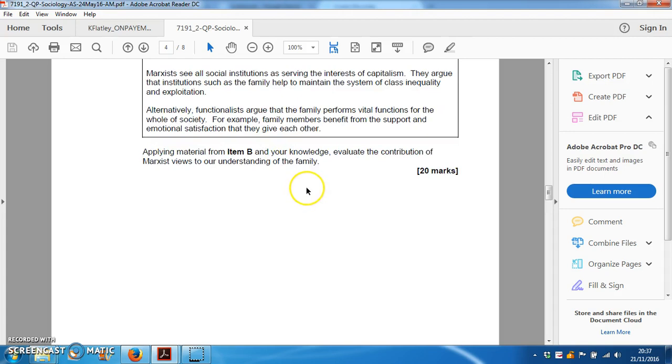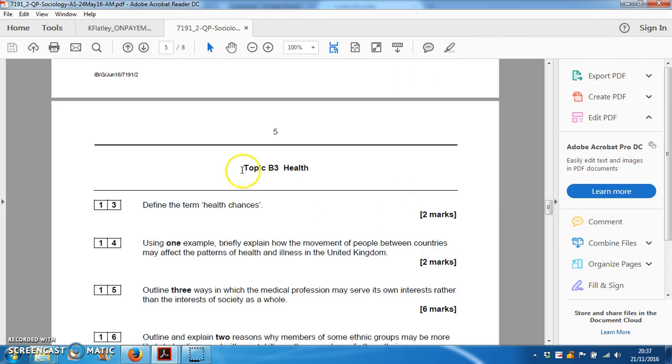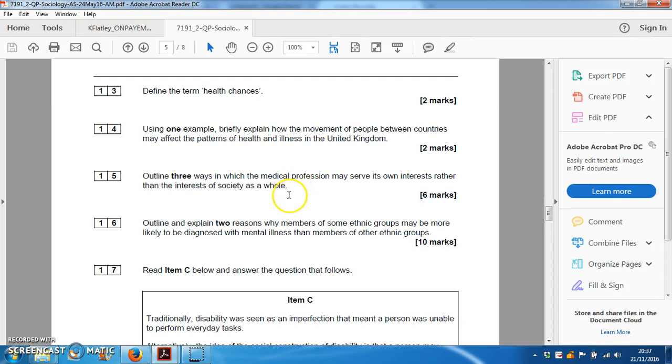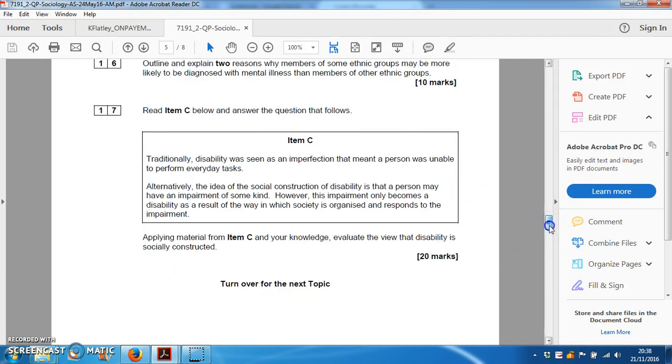Okay, so that is basically an overview of the mock exam. Further down there are other topics, but you might not study them. I would just totally ignore them. Just focus on section A and the topic section from section B. In our case it is B2, which is family and households.